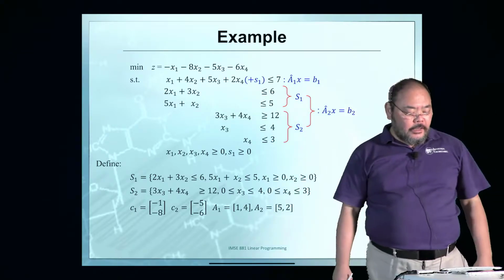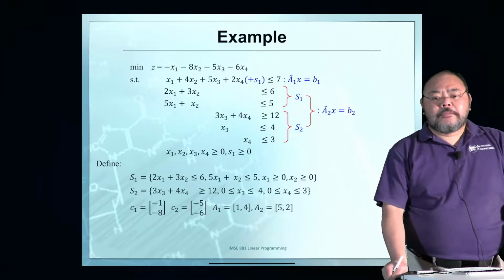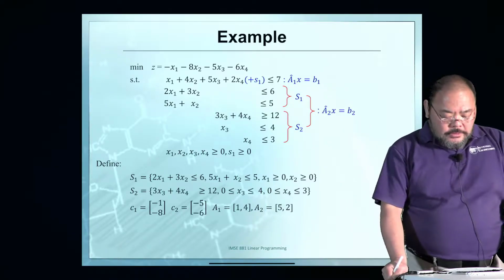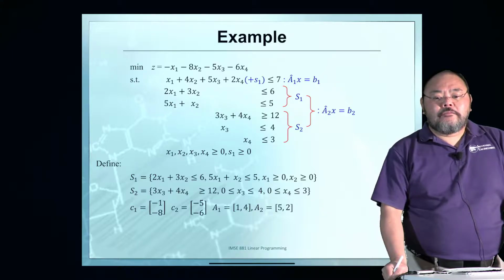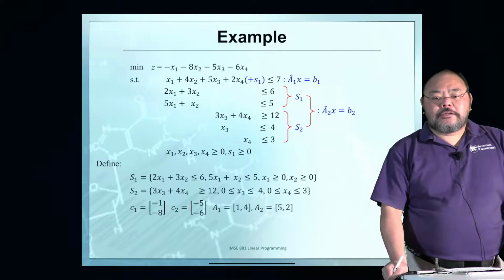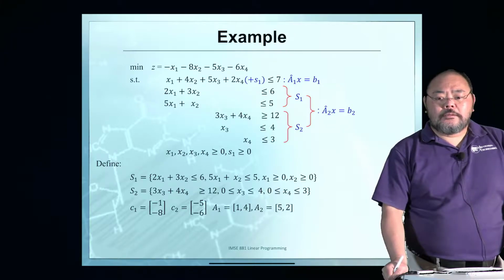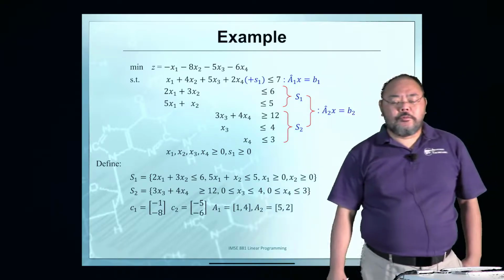So we call that A1 hat times x equals b1. My A2 hat times x equals b2 and can be separated into two sets. The first two constraints in A2 involve only variables x1 and x2. And the second set of A2 constraints only involves variables x3 and x4. So this is a fairly standard situation.